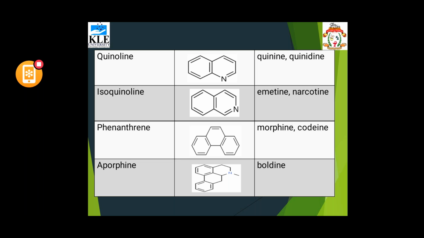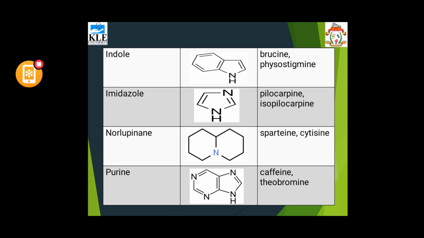Next, quinoline. Example, quinine and quinidine. Isoquinoline, emetine, narcotine. Phenanthrene, morphine, codeine. Aporphine, boldine. Indole, brucine, physostigmine. Imidazole is pilocarpine, isopilocarpine. Norlupinane is sparteine and lupinine. Cytisine. Purine is caffeine and theobromine. So these were the 12 groups which come under heterocyclic compounds.